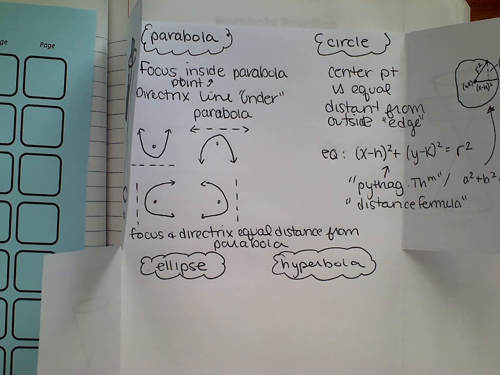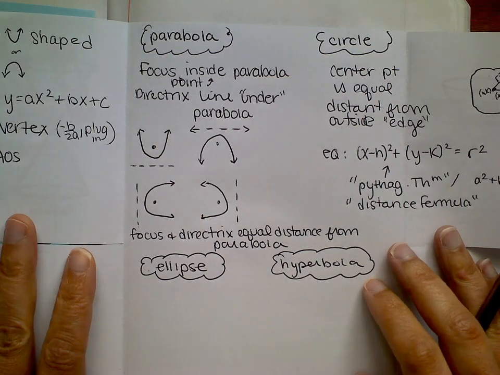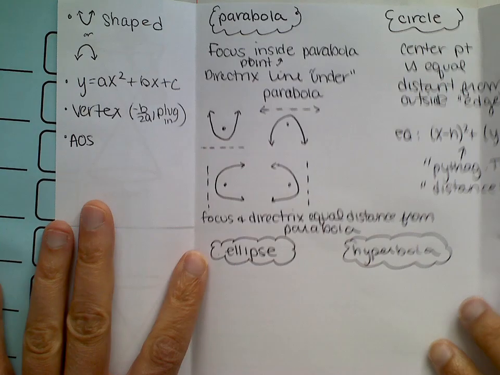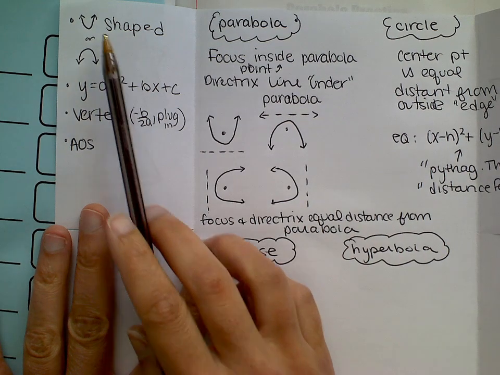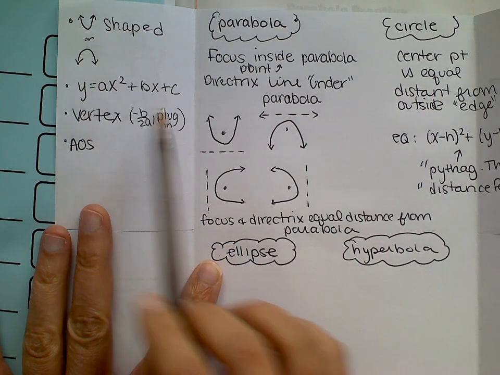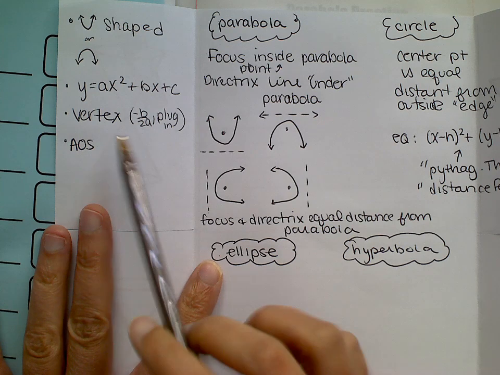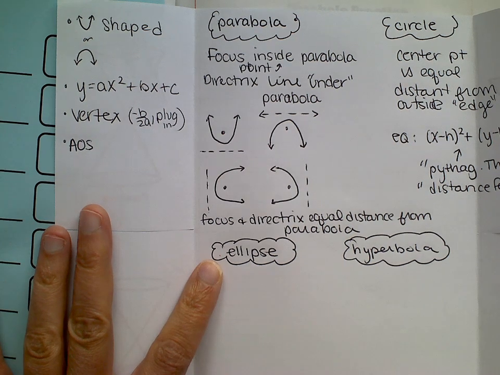Alright guys, so here are those notes that I posted a picture of. A lot of you came up with a lot of good things about a parabola, so we can be U-shaped, either pointing up, pointing down. This is generally what the equation looks like. It's got a vertex and axis of symmetry.